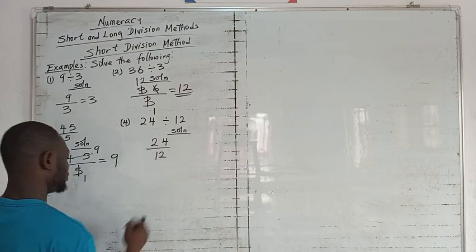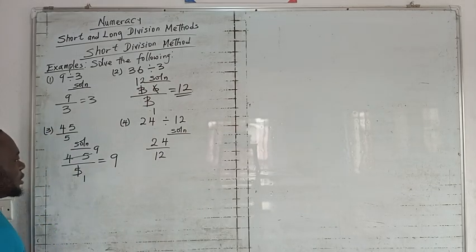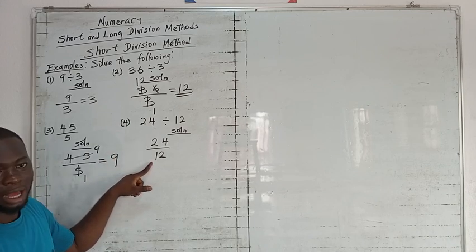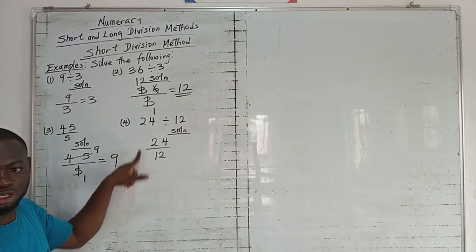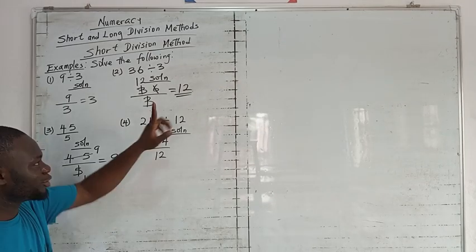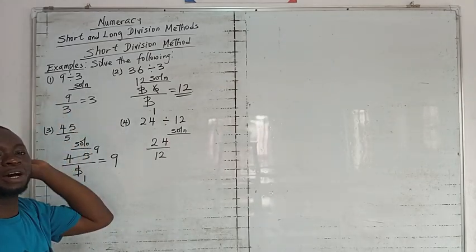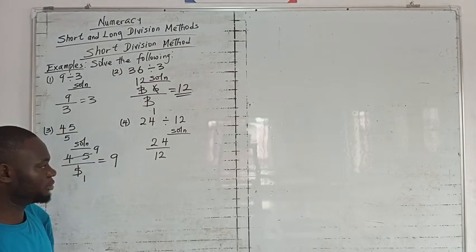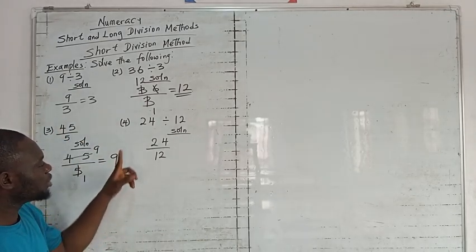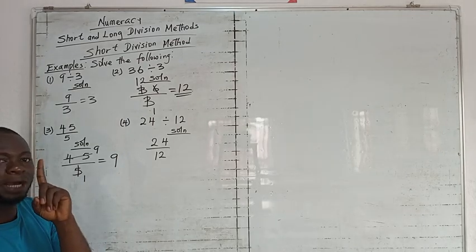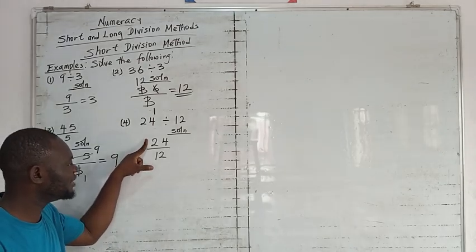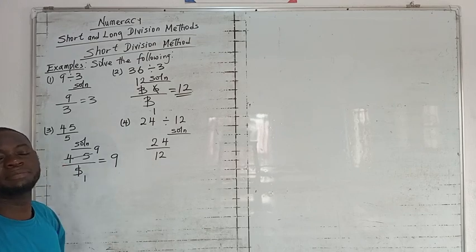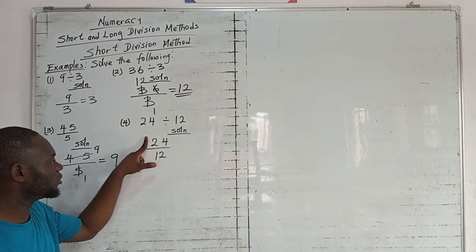divided by 12. Now if you watch, you will notice that these 2 numbers, 24 and 12, are both divisible by 2 because both are even numbers. So we now fall back to our tests of divisibility by 2, 3, and other numbers. What we are looking for is a number that can divide both the divisor and the divider.